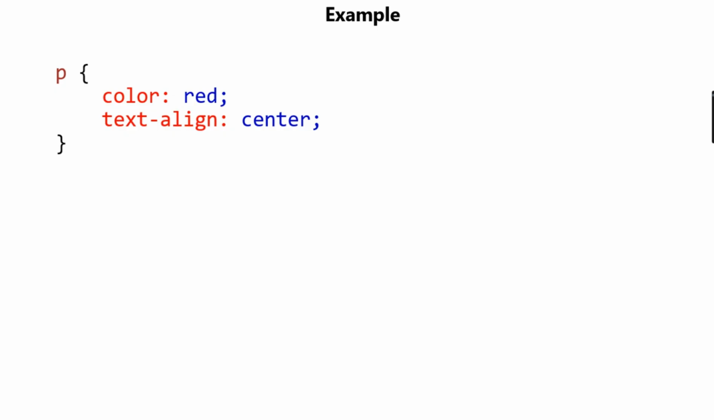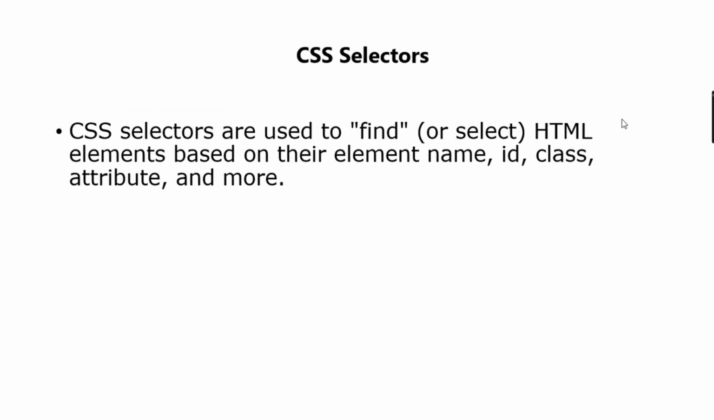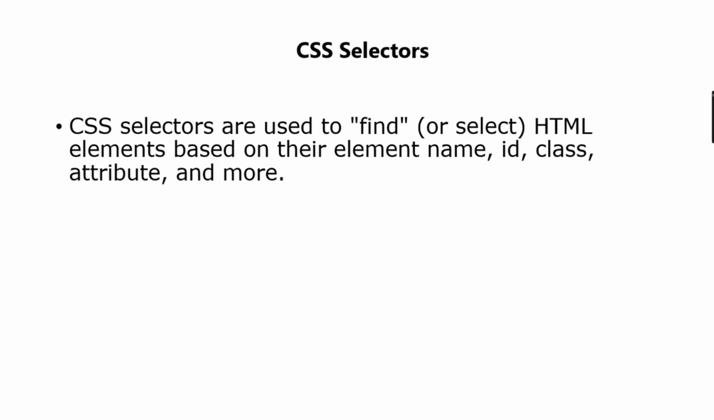Now next, we are going to look at CSS selectors. What actually do we use CSS selectors for? CSS selectors are used to find, in quotation, find or select HTML elements based on their element name.